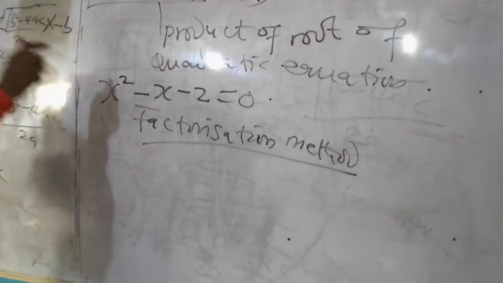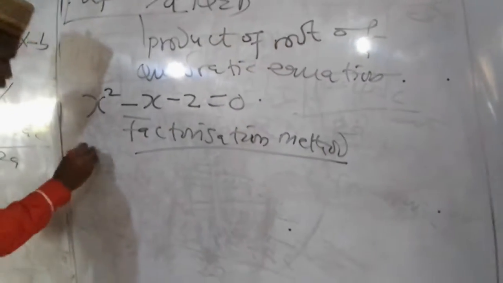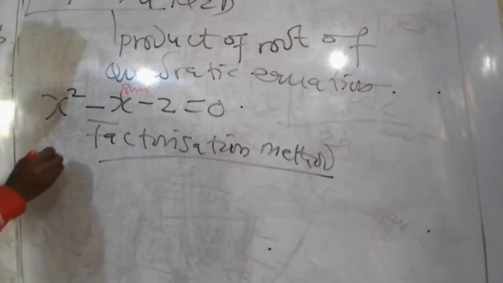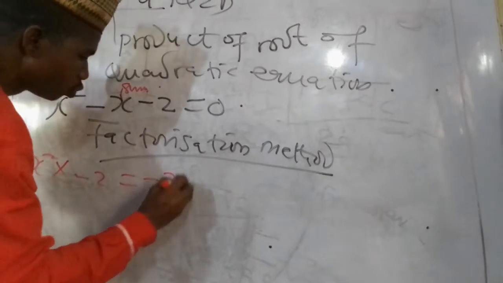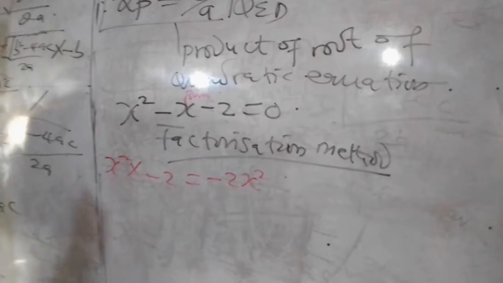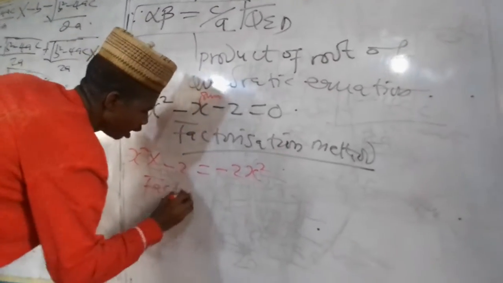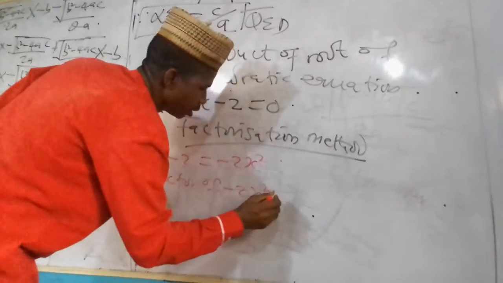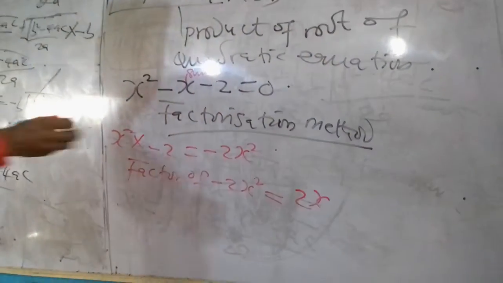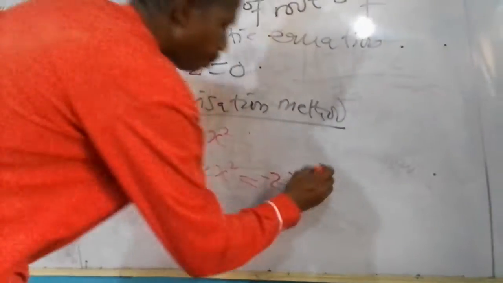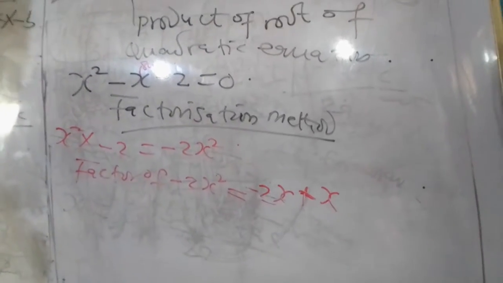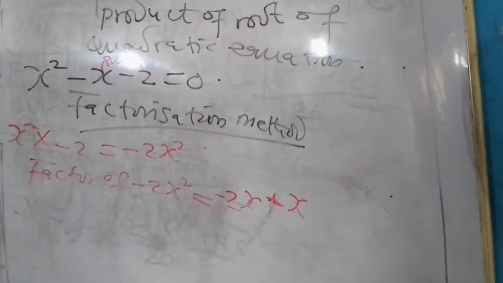Let's apply it. We use x squared to multiply minus 2, that is the product. X squared multiplied by minus 2 is equal to minus 2x squared. You look for two numbers which you multiply to have minus 2x squared, and add to have minus x. The factors of minus 2x squared are minus 2x and positive x, because minus 2x times x is minus 2x squared. You add minus 2x and x, you have minus x.